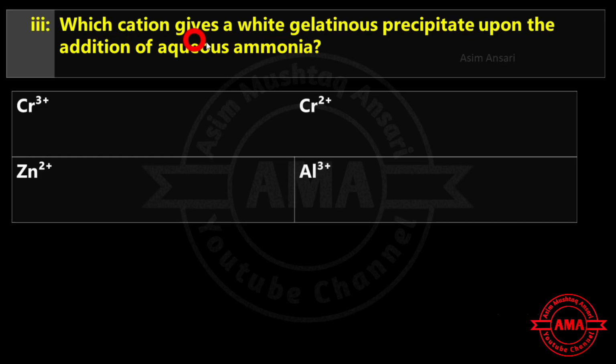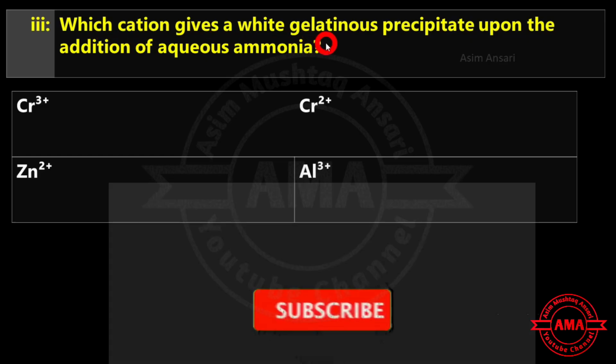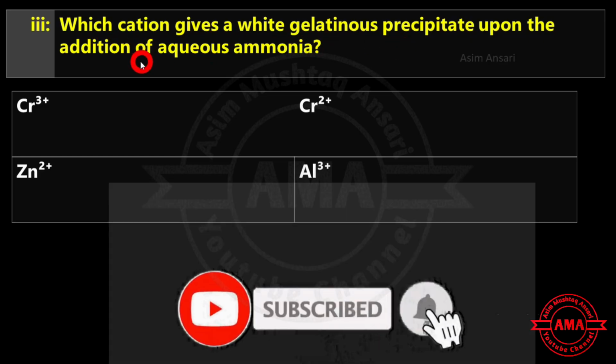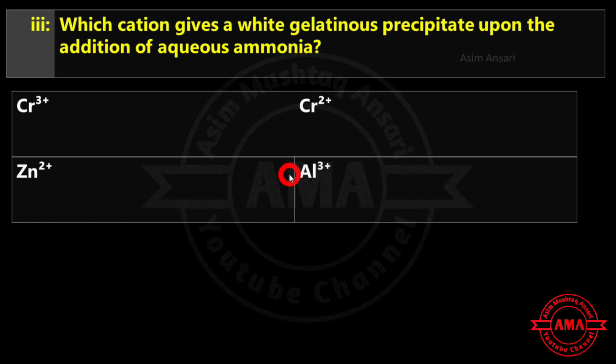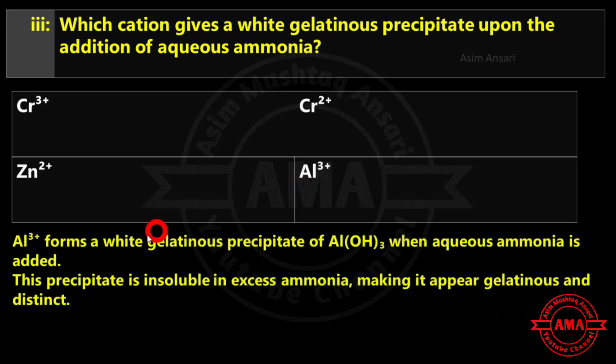Next is: which cation gives a white gelatinous precipitate upon the addition of aqueous ammonia: Cr3+, Cr2+, Zn2+, or Al3+? There, Al3+ forms a white gelatinous precipitate of aluminium hydroxide when aqueous ammonia is added. This precipitate is insoluble in excess ammonia, making it appear gelatinous and distinct. So D option is correct.